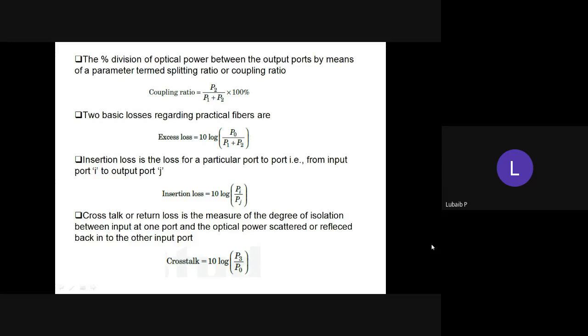Crosstalk or return loss is a measure of the degree of isolation between the input at one port and the optical power scattered or reflected back to the other input port.